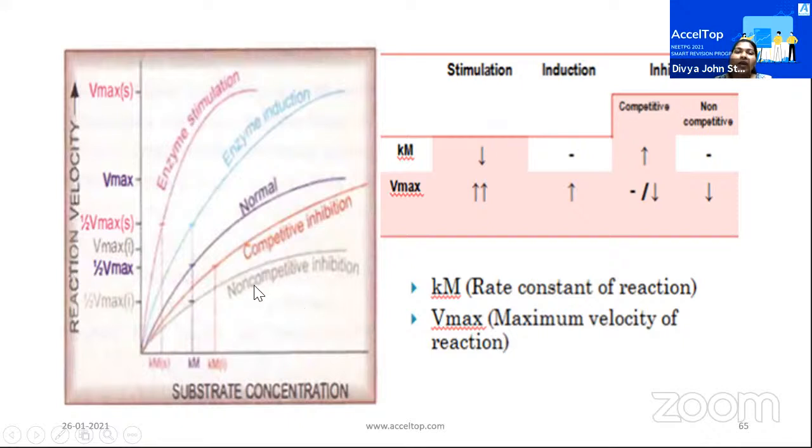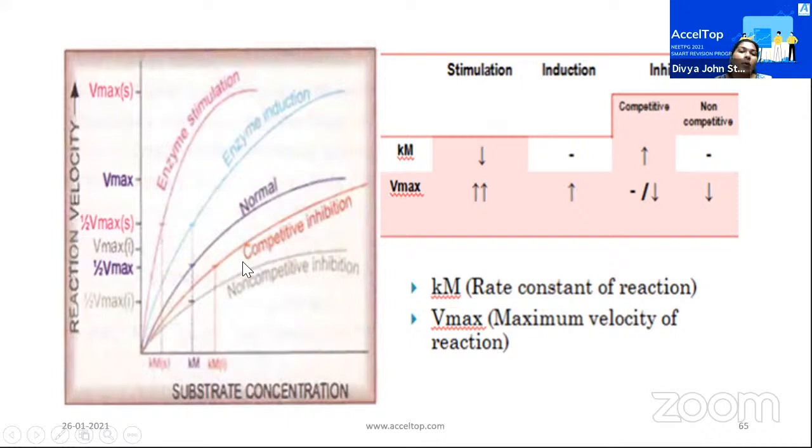If there is a drug or agent that stimulates the enzyme, then the Km decreases, but the Vmax is augmented, so it rises steeply. In induction, the Km may not change much, but the Vmax increases. This is the normal curve. With induction, there is an increase in Vmax but not much change in Km, whereas with enzyme stimulation, the Km is decreased and the Vmax is doubly augmented.